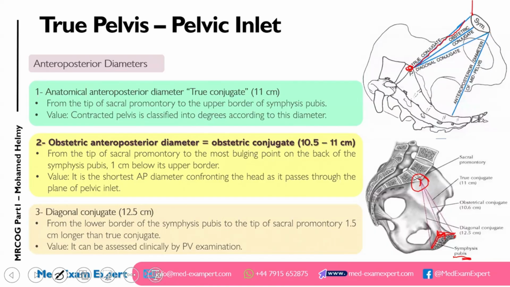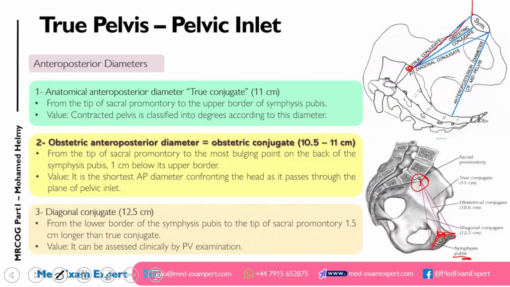And the last one, we call it diagonal conjugate, which is from the same point to the lower border of the symphysis pubis. So it's easy to remember the origin and the last point. We can make it a common point, the tip of the sacral promontory posteriorly, and then extend three lines. One to the upper border, one to the middle in the most bulging point at the back of the symphysis pubis, and another one to the lower end of the symphysis pubis.